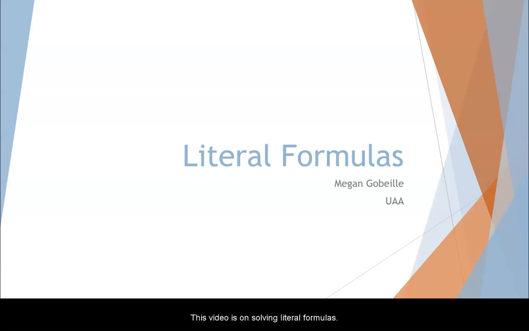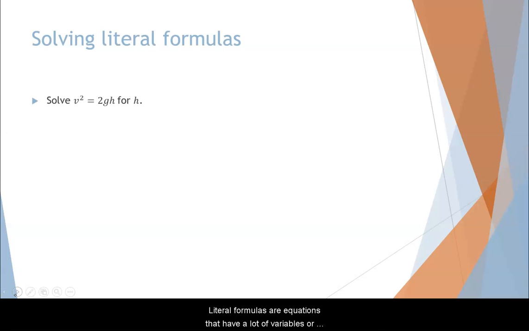This video is on solving literal formulas. Literal formulas are equations that have a lot of variables or multiple unknowns in them. This is an example of a literal formula. In this class, what we're going to do is solve this formula for a given letter. In this problem, we're going to solve v squared equals 2gh for the letter v, or variable v.